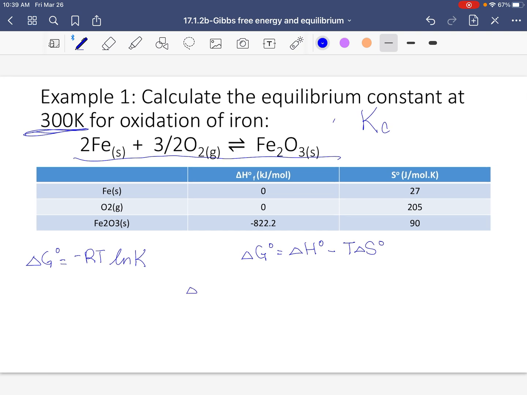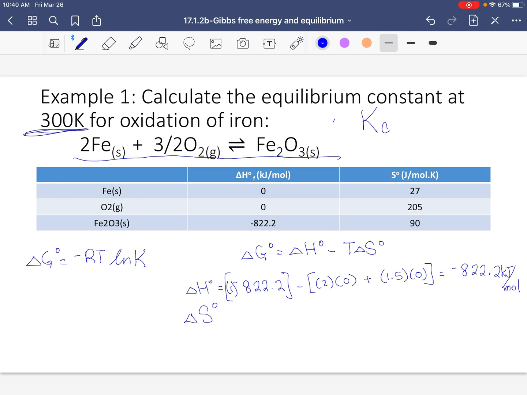Delta H is equal to the sum of the products minus the sum of the reactants. This is pretty simple because of all those zeros. But remember those units. It was those units that really snare people.